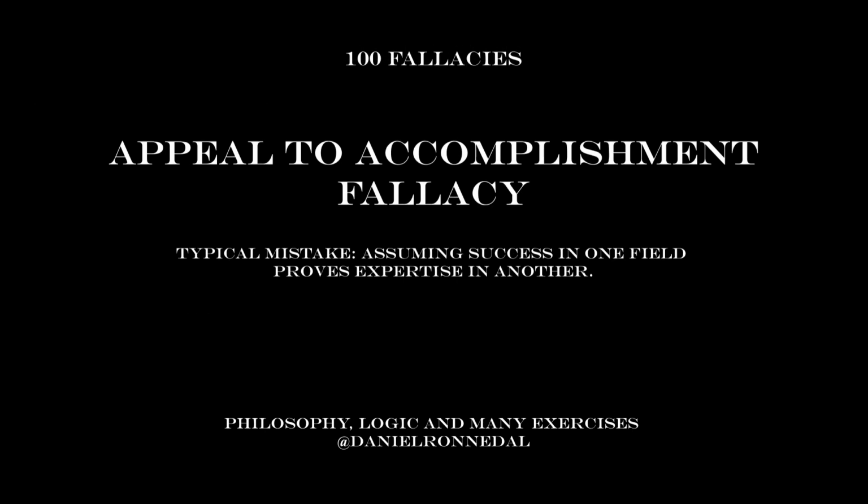Appeal to accomplishment fallacy. The appeal to accomplishment fallacy occurs when someone's achievements in one area are treated as proof that their opinions are correct in an unrelated field. Success in one domain does not automatically imply expertise in another. Example: he won an Olympic gold medal, so his opinions on economic policy must be correct. Athletic achievement does not establish expertise in economics.